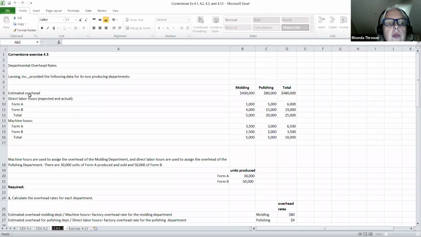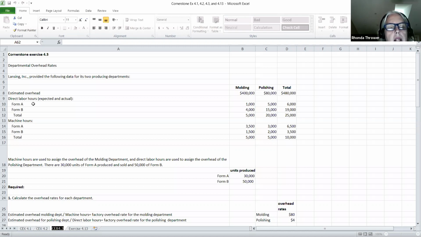Now, the estimated overhead for this company, for the molding department, the total overhead is $400,000. For the polishing department, the total overhead is $80,000. If you combine both of these together, the entire overhead for both of these departments is $480,000.